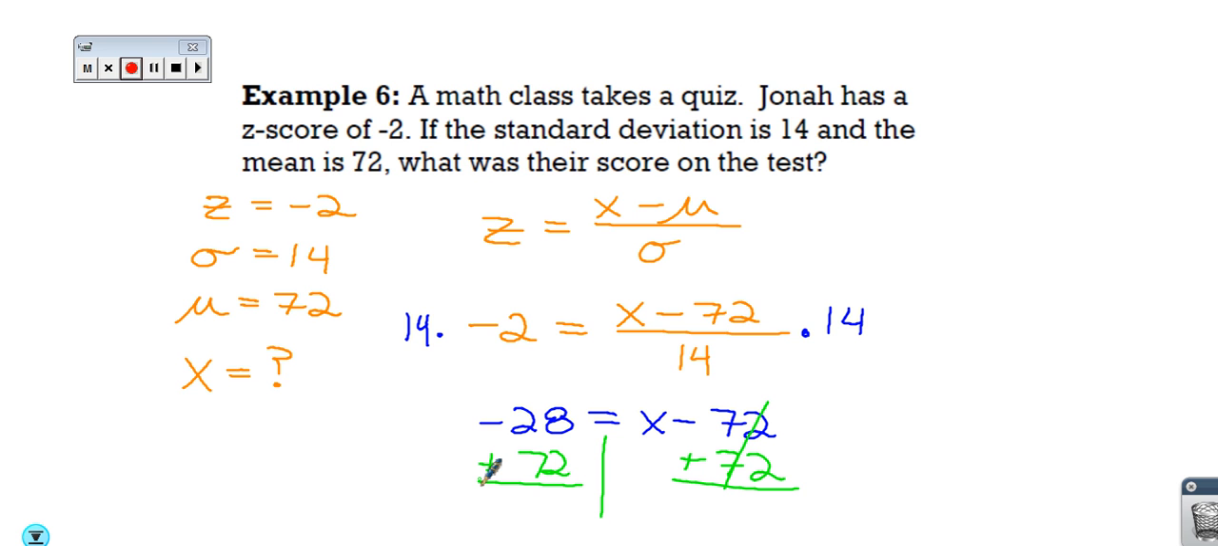So 72 minus 28 gives us 44. So this particular student, Jonah, got a 44 on his quiz.